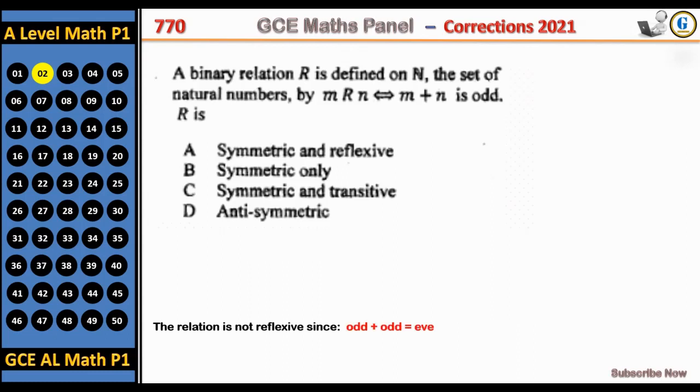The relation is not reflexive since any odd natural number plus another odd natural number will give us an even number. Equally, if you take any two natural numbers, if they are both odd, the result will be even, and if they are both even, the result will be even. So it will only be odd if one is odd and the other is even. So this relation is not reflexive, because if we have, for example, 1 relates to itself, it will be 1 plus 1, which is equal to 2, and 2 is not an odd number.